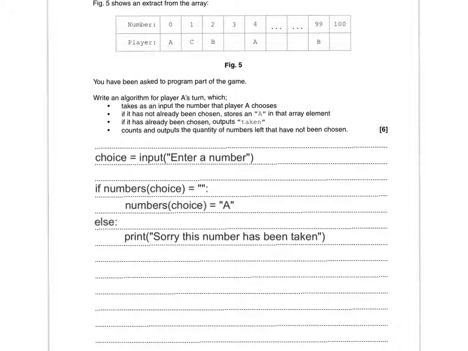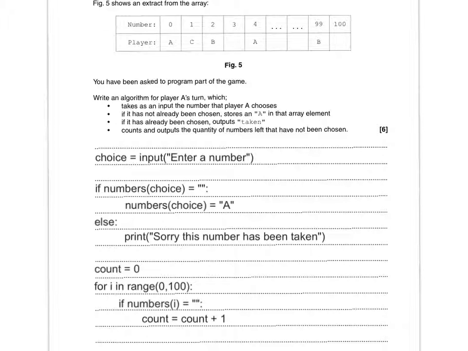The final bullet point in the question asks us to work out how many numbers haven't been chosen. So what we need to do is loop through the numbers list and basically count up every time there's an empty space. It's also good practice to make sure that before you go into that loop that we set the count to be 0 so that we know that it's been initialized before we work anything out.